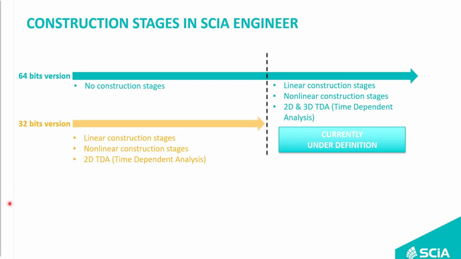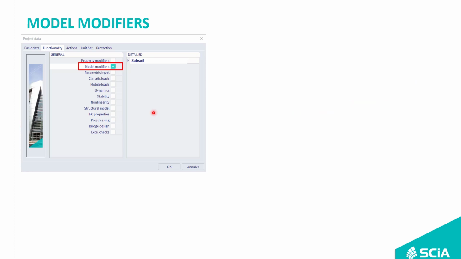So, said this, let's go to see how to build a construction stages model in SCIA Engineer just with model modifier. Model modifier, what is this? It's a functionality of SCIA Engineer that you can enable in the functionality setting of the project data menu. And what does this functionality allow to do?